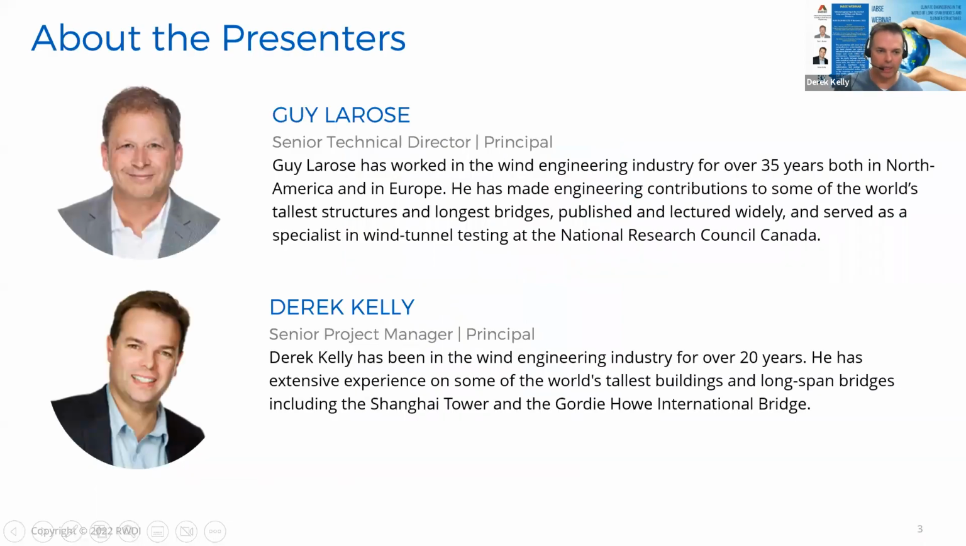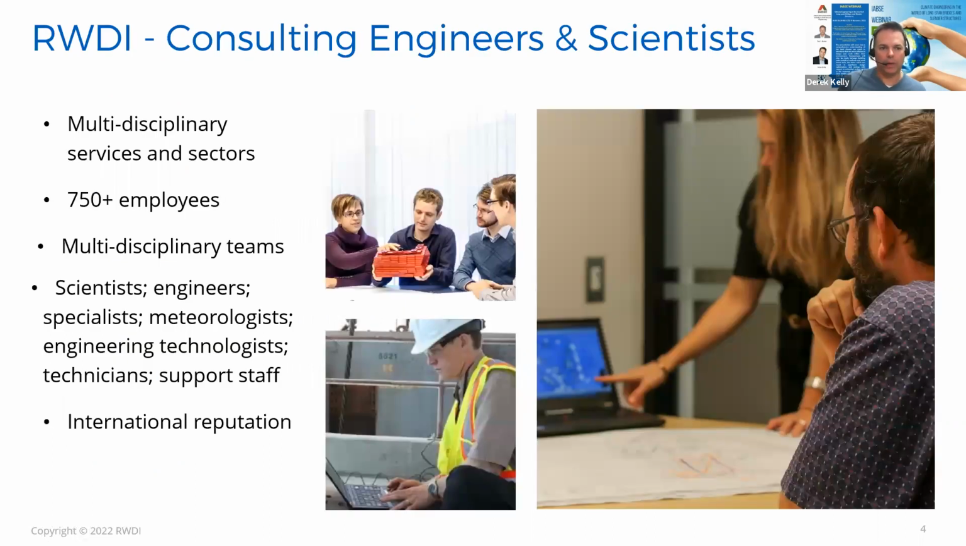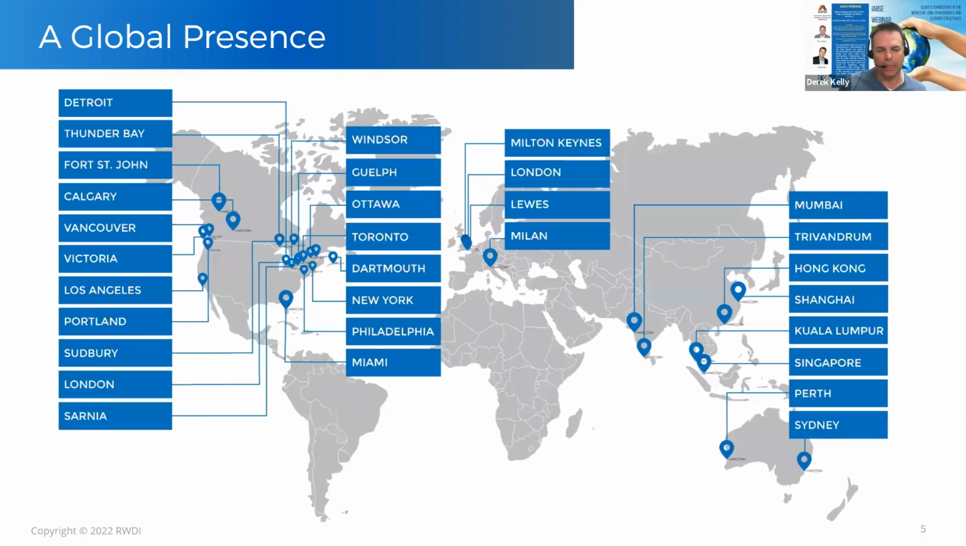So thanks for having us today. Mike gave us an introduction already. Both Guy and I work at RWDI. Our head office is in Guelph, Ontario, just outside Toronto. We're a multidisciplinary firm. We have just over 750 employees, and we've done projects all over the world. Here's an overview of some of the offices. We've expanded quite a bit in the last decade into Asia and Australia, with an office in Shanghai, one in Kuala Lumpur, and then several offices throughout North America, and one in the UK and one in Milan, Italy.